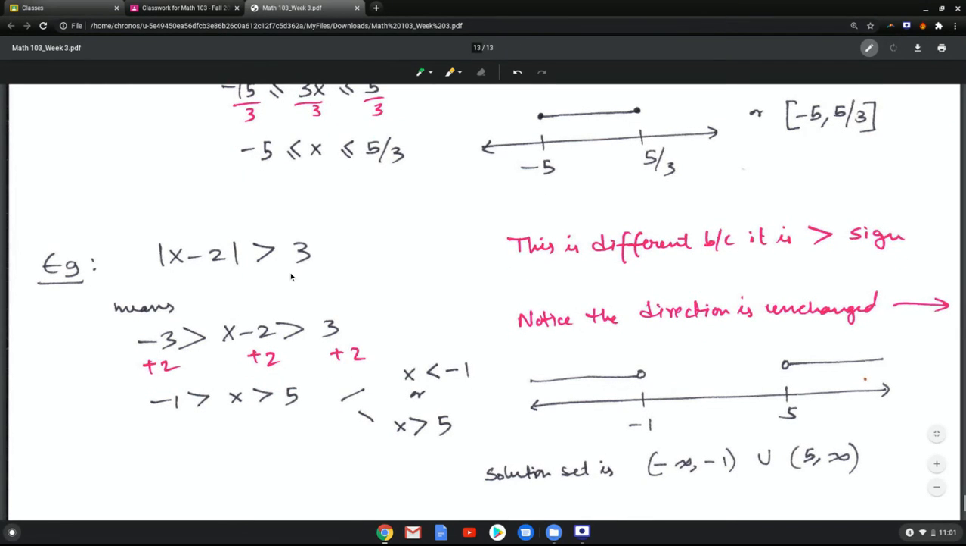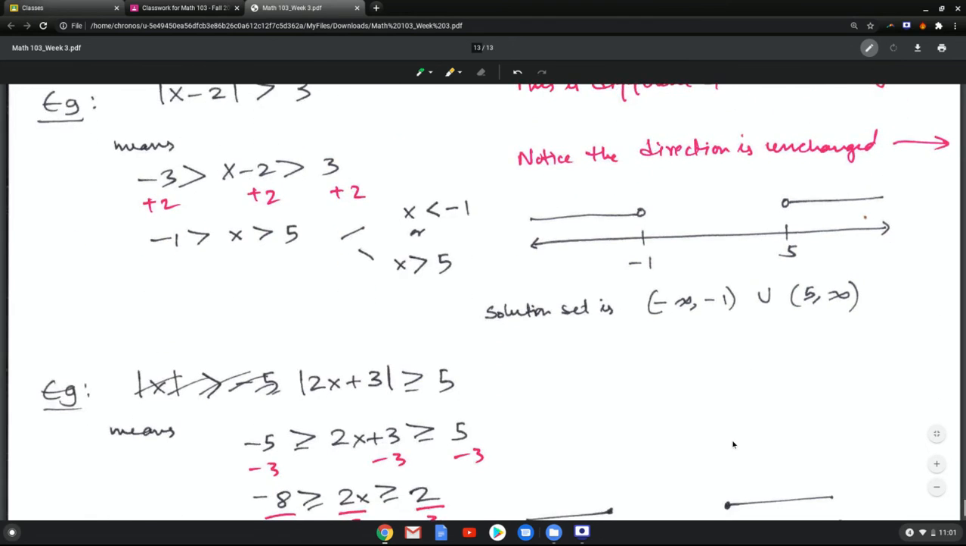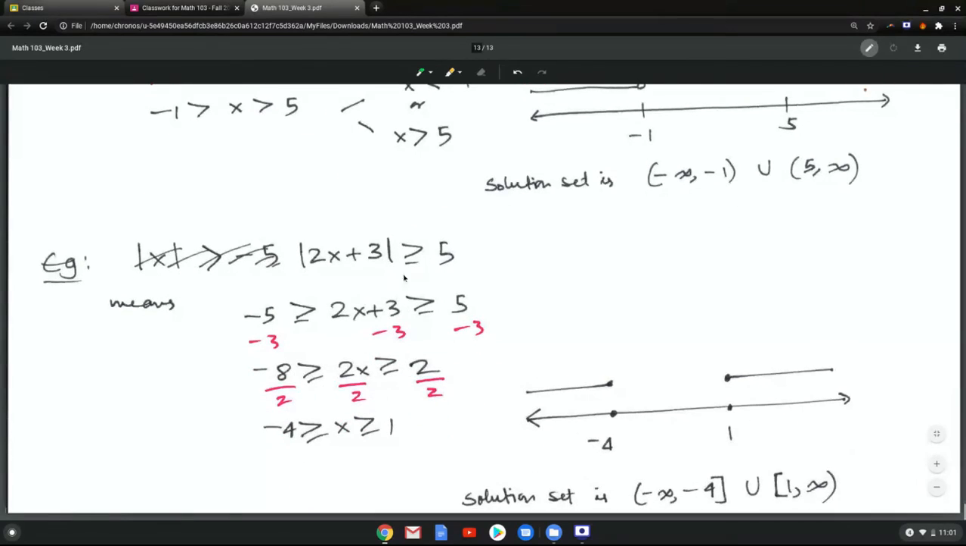Now absolute value of x minus 2 greater than 3, this is different because it's a greater than sign. So you have x minus 2 greater than 3, or x minus 2 less than negative 3. You end up with x is less than negative 1 or x is greater than 5, which you have to use union to denote the solution set. There's another example here. You can pause the video, try it on your own, and make sure you get the same answer set. So that's the end of the topics.